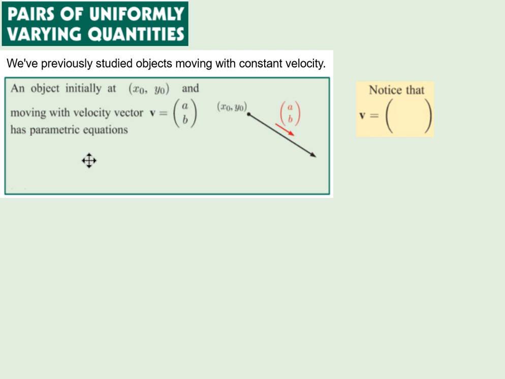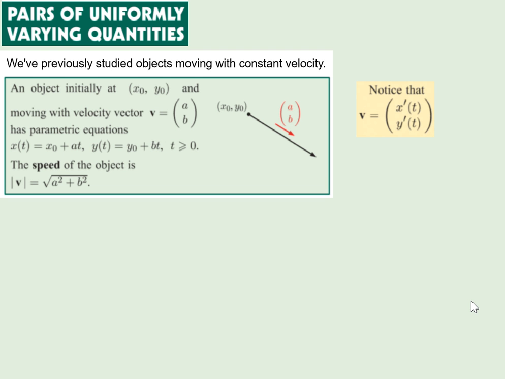We can work out a parametric equation in terms of the x and y component, and we'll get x0 plus at, y0 plus bt. Once again, time cannot be negative, t greater than or equal to 0. The speed of this motion is the length of our velocity vector, so the square root of a squared plus b squared. Also notice that if you differentiate x, you'll get a, differentiate y, you'll get b. So x dash, y dash gives us our components for our velocity vector.